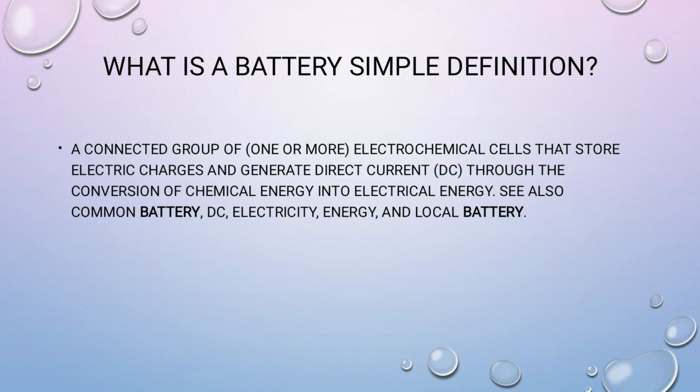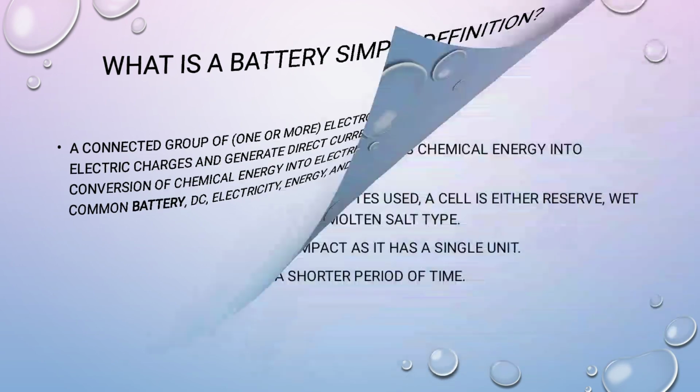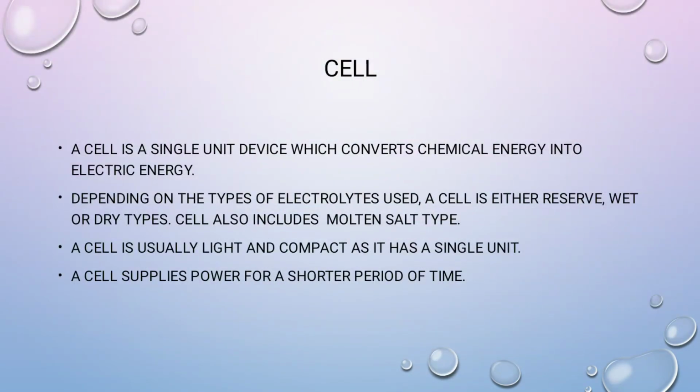So what is a battery? A very simple definition is that a connected group of electrochemical cells that store electric charge and generate direct current through the conversion of chemical energy into electrical energy is called a battery. What is a cell? A cell is a single unit device which converts chemical energy into electric energy, and depending upon the types of electrolytes used, a cell is either reserve, wet or dry type.